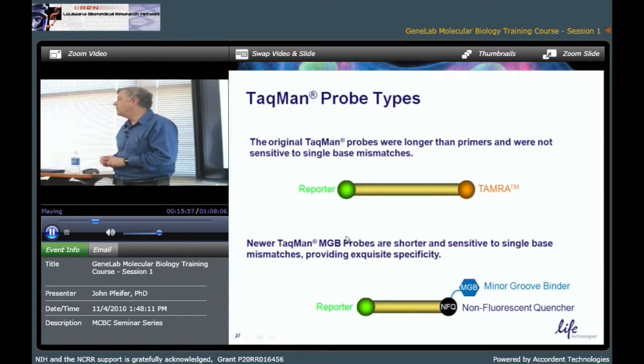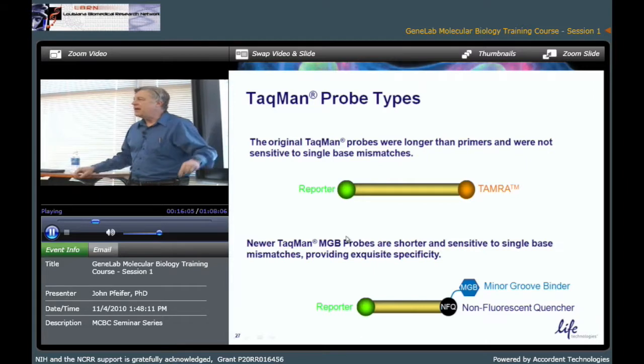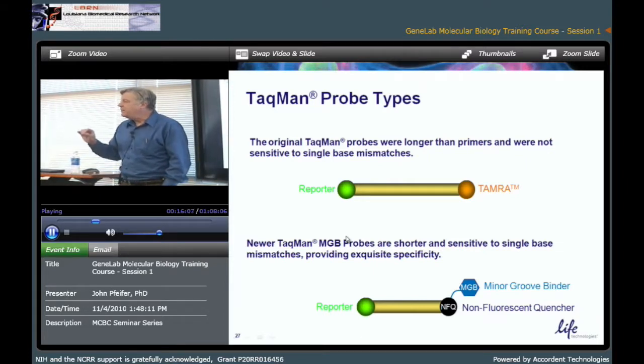MicroRNA is another great example. MicroRNA genes are highly conserved evolutionarily. Many genes only differ by 1 base. So our researchers wrote this older style of probe gave an insufficient level of specificity for the targets that we want to design assays for. So this is where they came up with the TaqMan MGB probe.